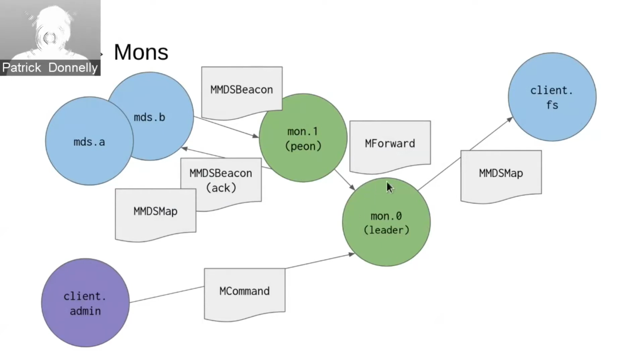And the leader actually is the one that's going to do any kind of necessary notations about the beacon. For example, is the MDS no longer laggy, or is there a state change that needs to be performed? And then it sends the response back to the peon monitor, which forwards finally the MMDS beacon ACK to the MDS.